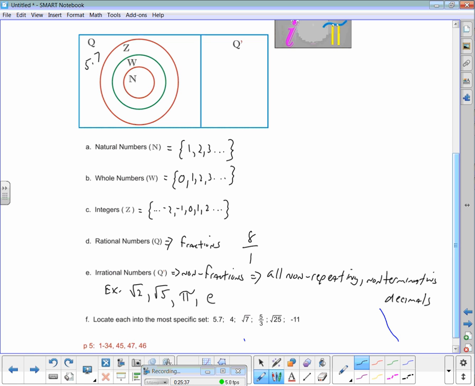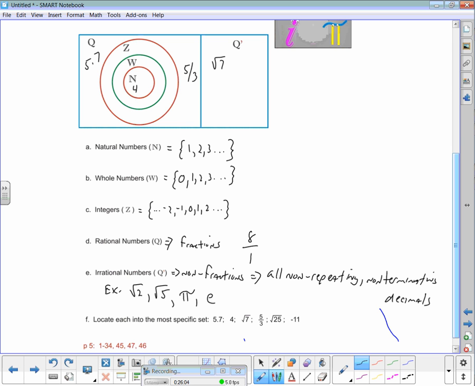Number 4, most restrictive. Is 4 a rational number? Yes. Is 4 an integer? Yes. Is 4 a whole number? Yes. But is 4 a natural number? Yes. Most specific. It's going to go all the way in N. Get the idea? You can pause if you want to do the rest or stay with me. Square root of 7. Remember, most square roots are irrational. 5/3. Fractions are rational. Again, I could have put it in the left and the right, just outside of Z, inside the blue box.